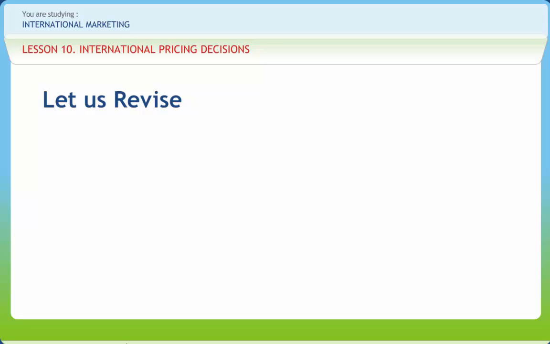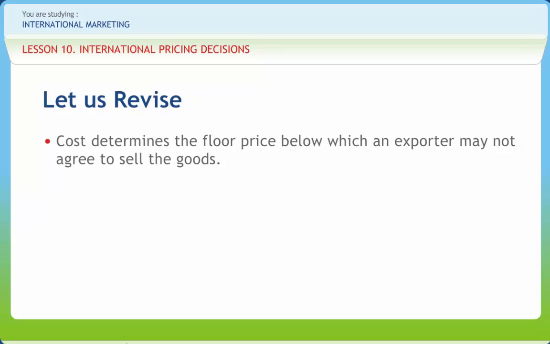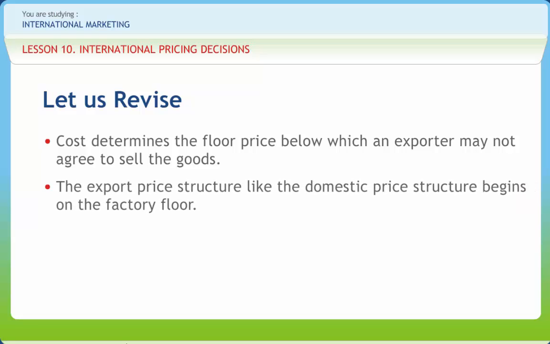Before we end, let us briefly revise what we have studied so far. The price cannot be fixed below cost for long. Cost determines the floor price below which an exporter may not agree to sell the goods. The cost-price relationship is important as it does not support the claim that costs determine the price. An offer may also be in the form of printed price list where the goods have a standard export price. The export price structure, like the domestic price structure, begins on the factory floor.